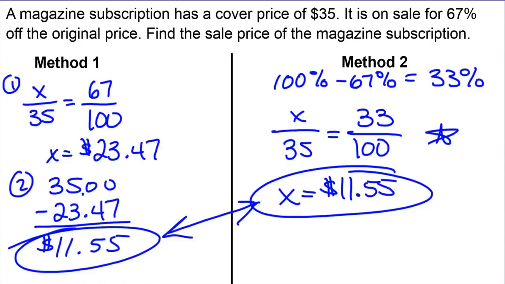little bit faster. But with discounts, you do have to do this step right here of finding what percent is remaining. So I don't know if it really is that much faster, but again, take your pick. You can do either method. So that's a markup and a discount.